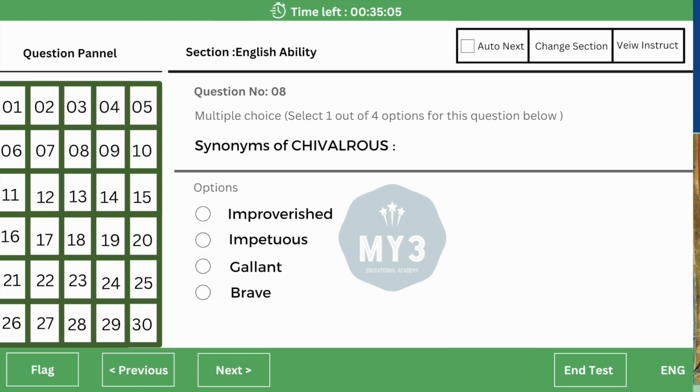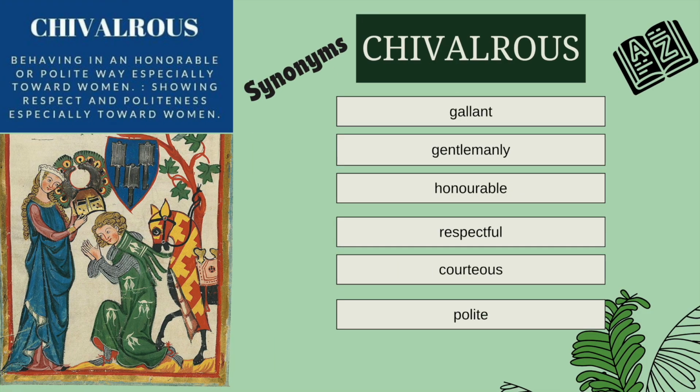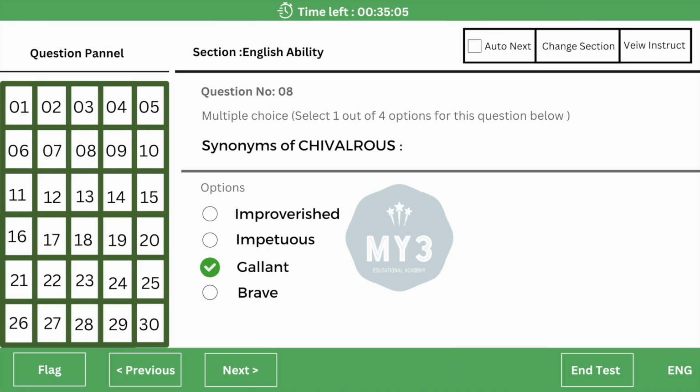Chivalrous means behaving in an honorable or polite way, especially towards women. The synonyms of chivalrous are gallant, honorable, respectable and polite. These are all synonyms of it, and out of them we have gallant as one of the options. So the synonym of chivalrous is gallant.